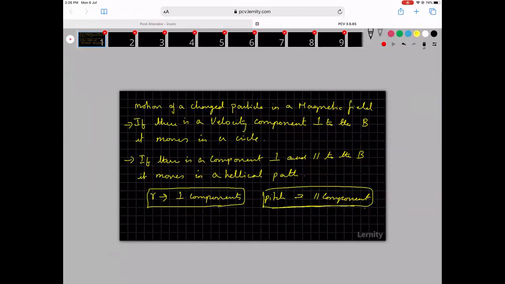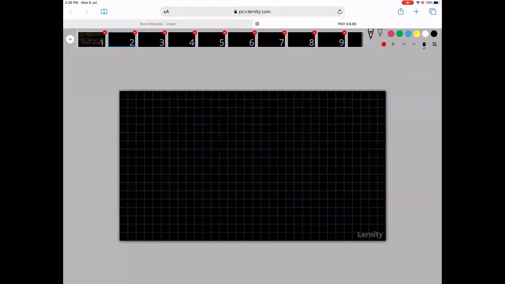Okay, so last class I completed the cyclotron, and we'll just move ahead from there. We have almost finished learning about the movement of a charged particle in a magnetic field. There are just a few small things which I want to complete, and then we can move on.